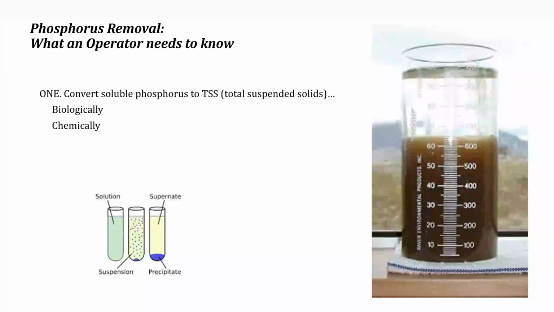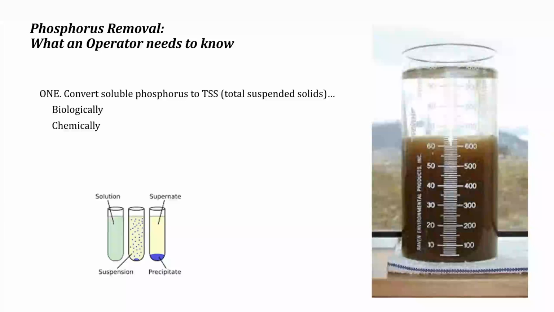It can be done biologically by having the microbes take the phosphorus and put it inside their little cells, concentrate it there. Or chemicals can be added, and the vast majority of the chemical use is either an iron product, ferric or ferrous. Ferric chloride is a common precipitant for phosphorus, or an aluminum product, alum, aluminum sulfate, polyaluminum chloride, PACl.